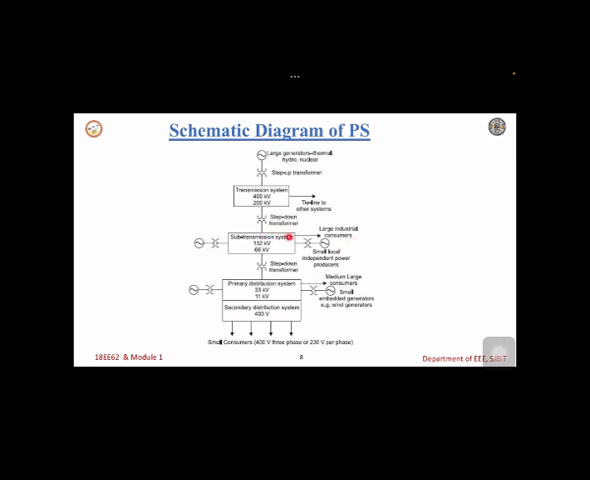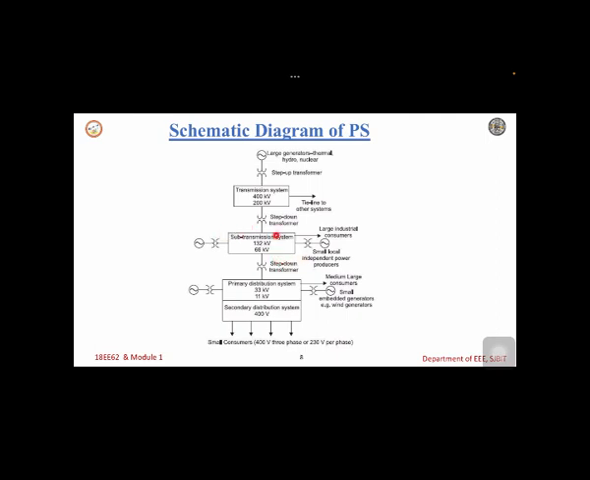At 132 kV and 66 kV we have generation also. Suppose there are small local independent power producers, they can supply power to the grid at 132 kV or 66 kV. This is also one of the generators connected to the grid through the transformer.